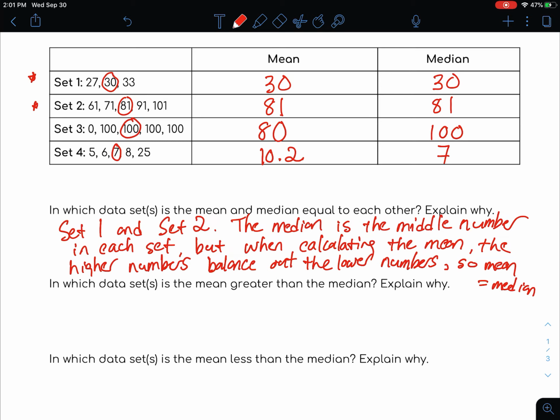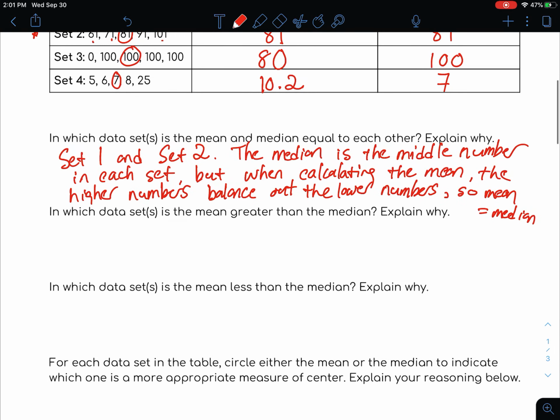So you can kind of see in the first set, we have 33, which is 3 bigger than the median, and 27, which is 3 smaller than the median. In the second set, we have 81. So we got 91, which is 10 above, 71, which is 10 below, 101, which is 20 above the median, 61, which is 20 below the median. So they balance out.